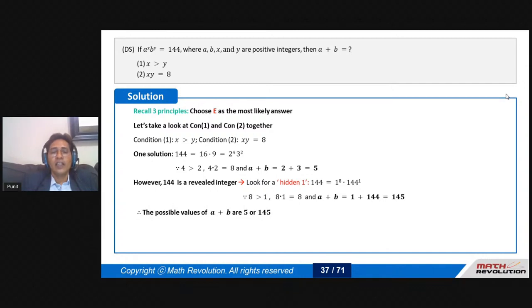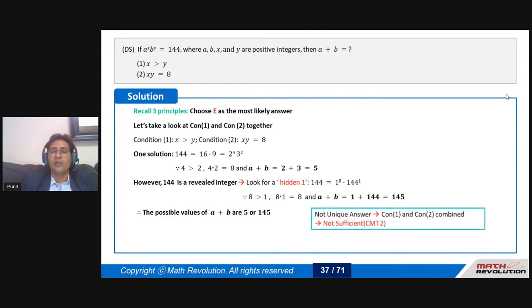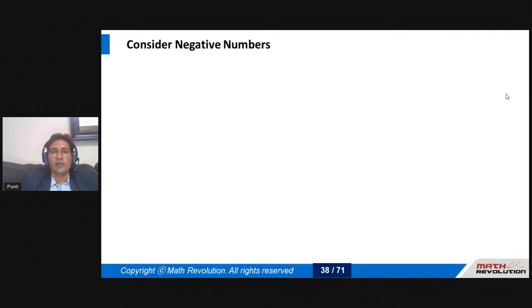But what if I leave myself only to a plus b equals 2 plus 3 equals 5, and I don't consider the hidden one in it? I'll simply mark my answer as C here. But this is not sufficient. So E is the correct answer for this. Because if you go alone on this, it will not work. For x greater than y, there are a lot of possibilities, and for xy is 8, there are a lot of possibilities. So this is one point that I request you to go over again when you go back to this video and look at it.